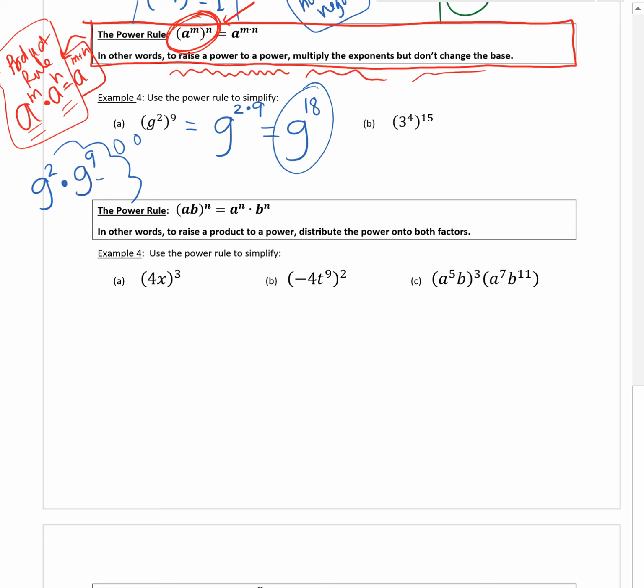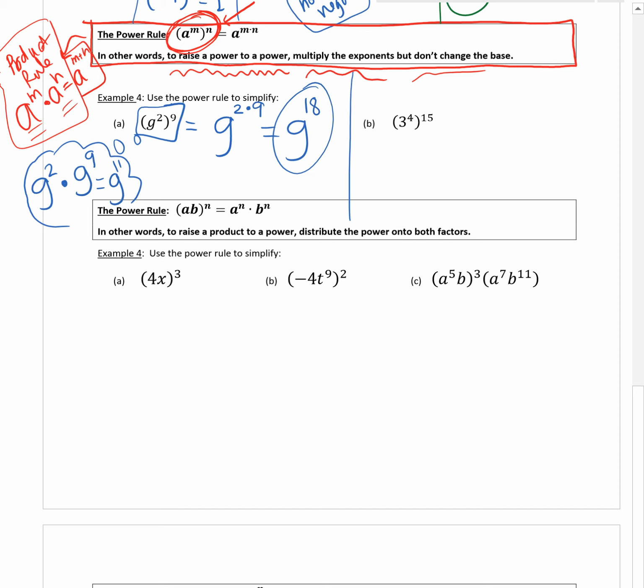That's when you would add them. It would be g to the 2 plus 9 is 11. That's different. So remember, if you have two separate bases, like g times g, that's when you add the powers, but we were just given one base, g, and two exponents. So keep the difference in mind.